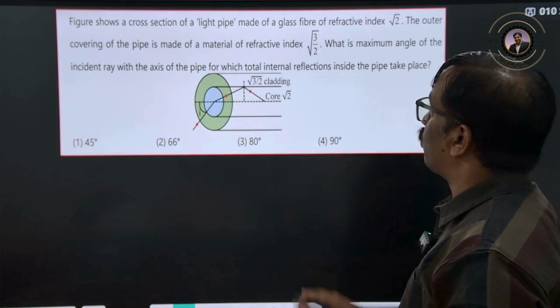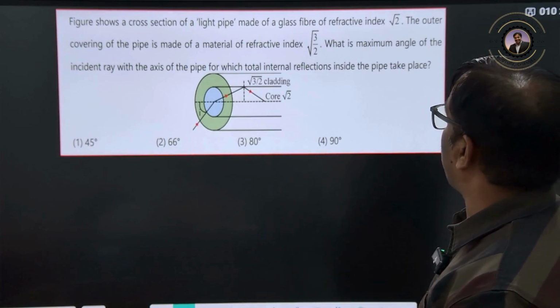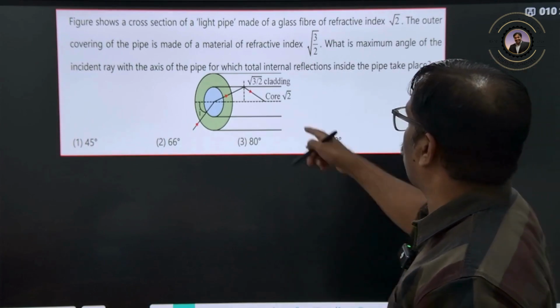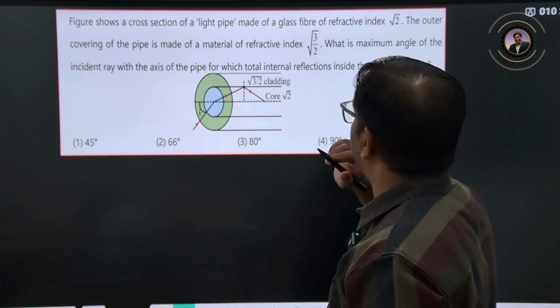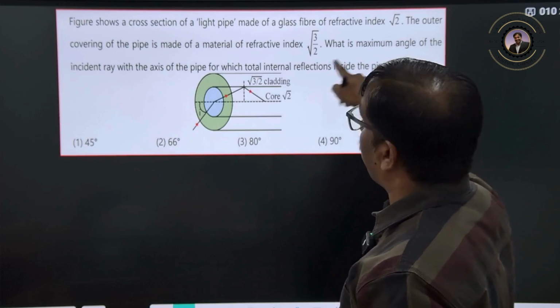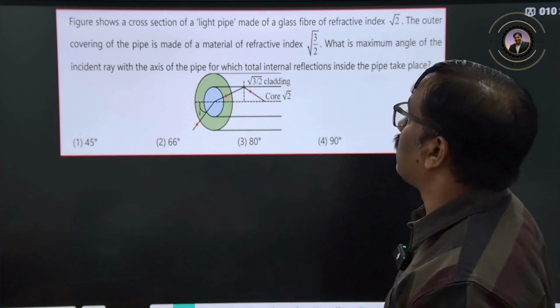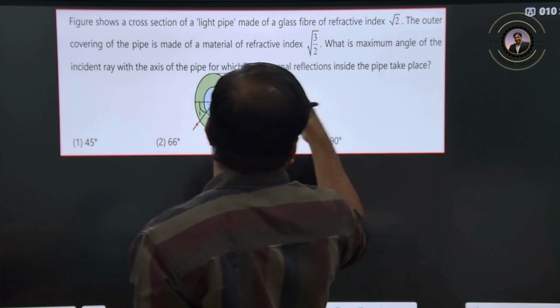This figure shows a light pipe made up of a glass fiber of refractive index root 2. Core and cladding are given now. What is the maximum angle of incidence of the ray with the axis of the pipe at which total internal reflection takes place?